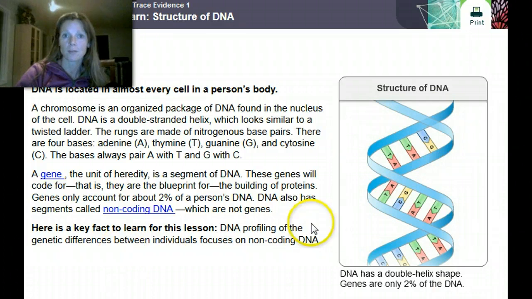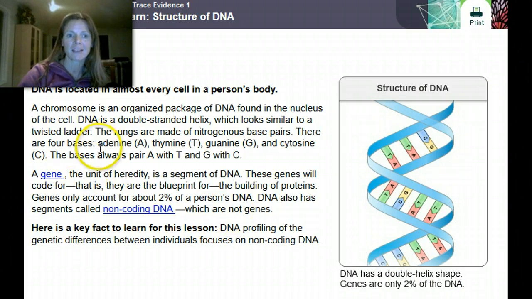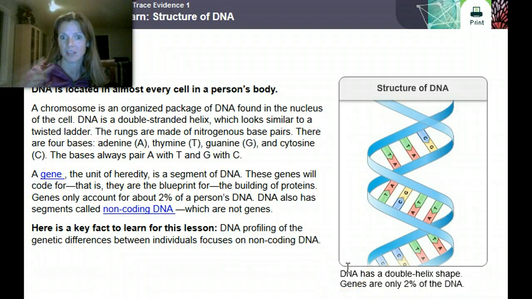So basically, you should have learned this in biology: the double helix, and it's made up of 4 nitrogen bases. You have adenine, thymine, guanine, and cytosine, always pairing with the same 2. So you see that guanine and cytosine are always going to pair together, and adenine and thymine are always going to pair together. These are called base pairs. A gene is a unit of heredity. Basically, it's just a segment of DNA.